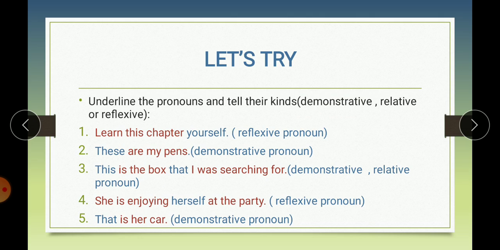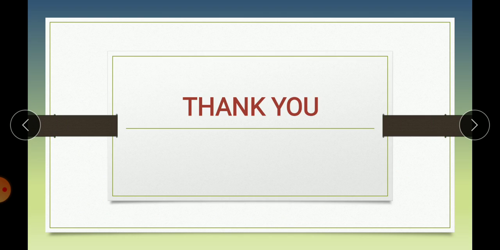I hope all three types of pronouns are clear to you: demonstrative, relative, and reflexive. Thank you.